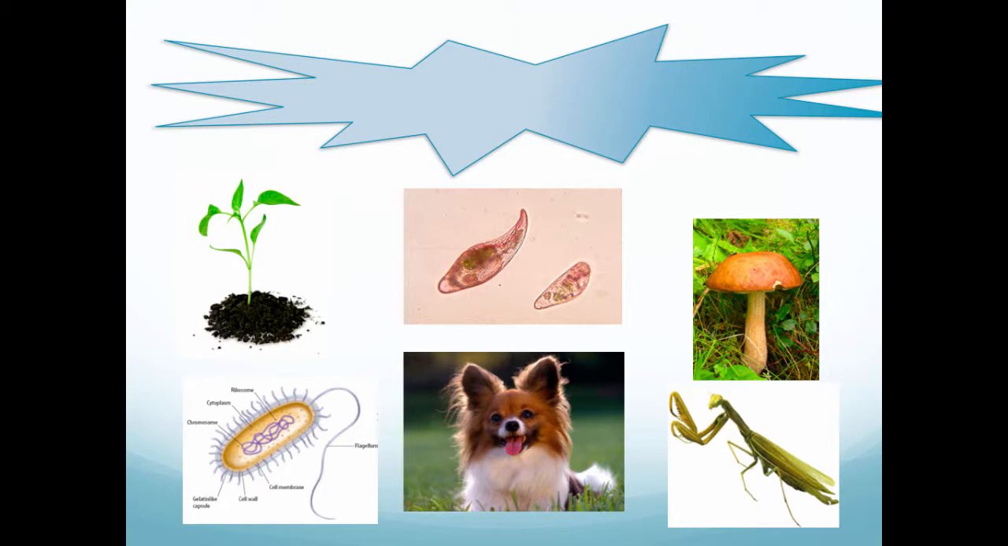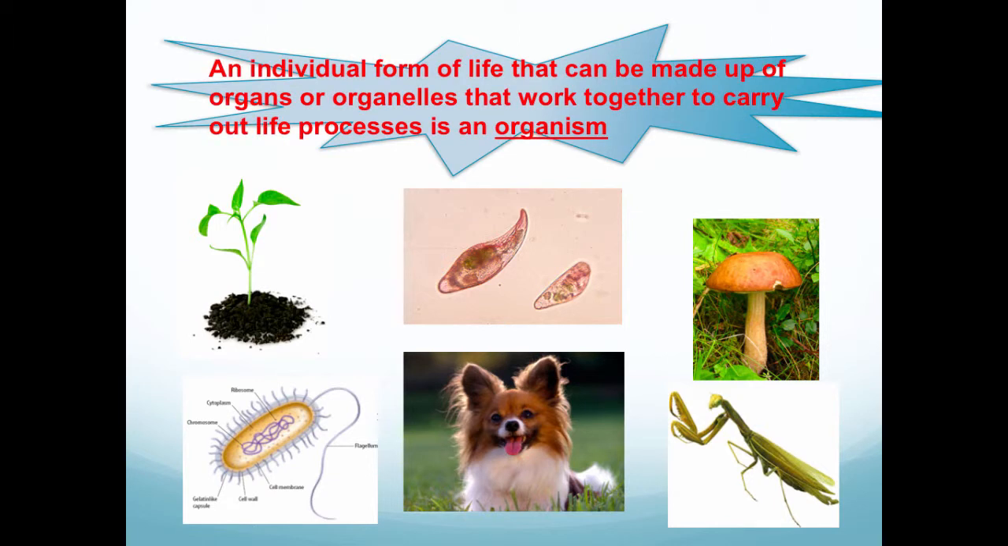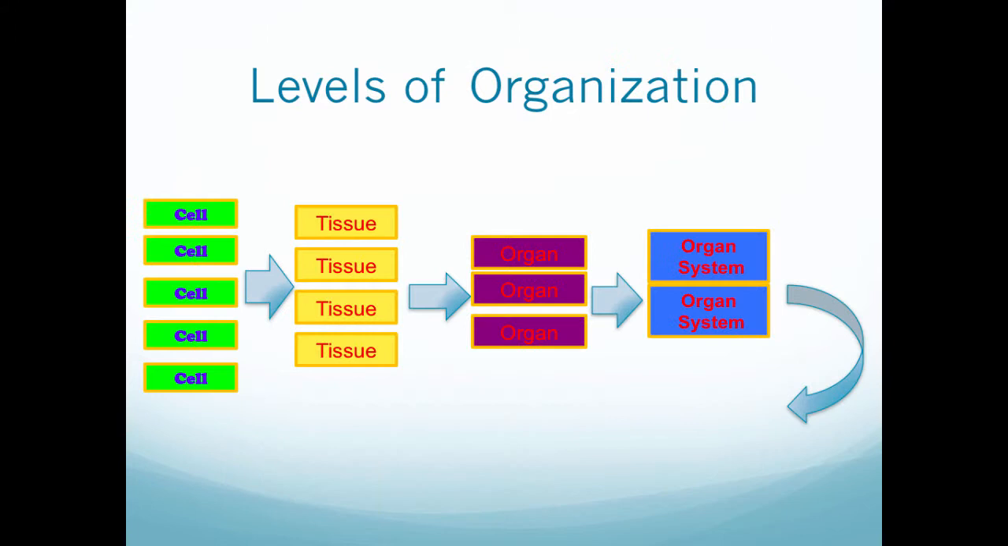So now what happens when you take all of your organ systems together? Your digestive, nervous, endocrine, excretory. When you add all of your organ systems together, you get an organism, an individual form of life that can be made up of organs or organelles that can work together. This is an organism. Mushrooms, your dog, even a bacterium is considered an organism.